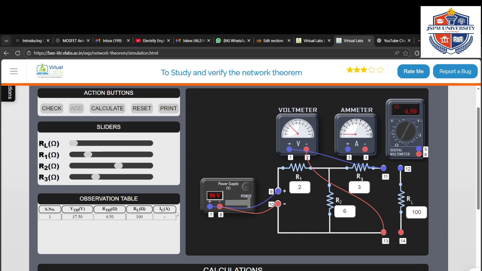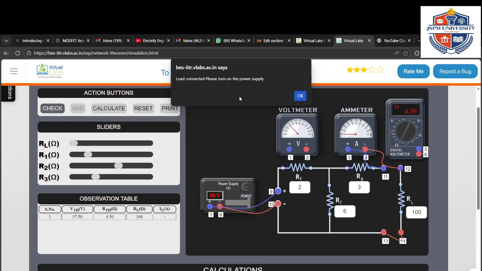Practically, how will we do it? We have to remove these two connections and connect this terminal in series with the ammeter, and then another terminal of the ammeter we are connecting to the load. These two we are shorting. So that means we are measuring the current across it. At the same time the voltage is also 50 volt, right? Then we have to check the connection.